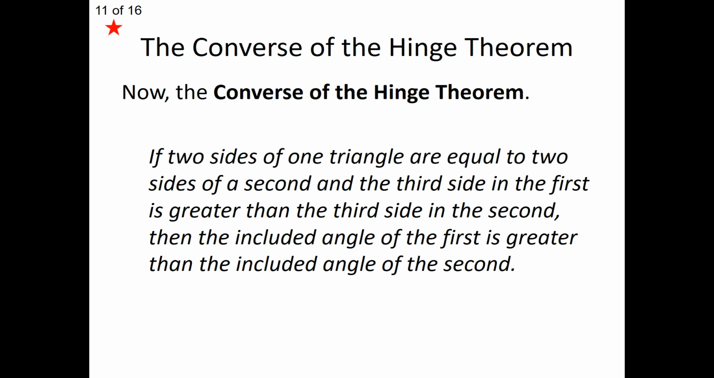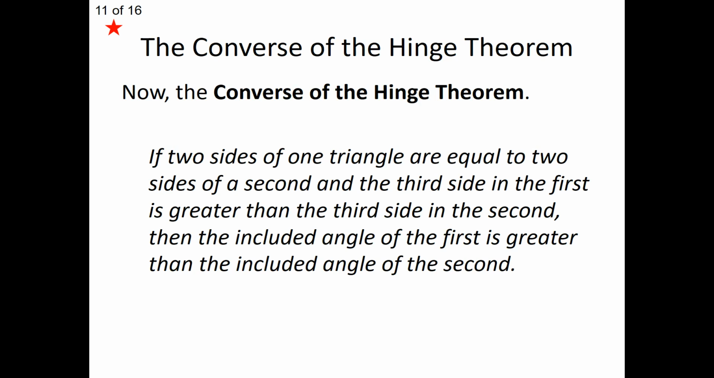It says this: if two sides of one triangle are equal to two sides of a second, recognize that? It's exactly how Hinge theorem starts off. We still have to have a relationship between the two triangles, and that is two sides of one have to be equal to two sides of the other. Has to be. But let's continue on with converse of Hinge theorem.